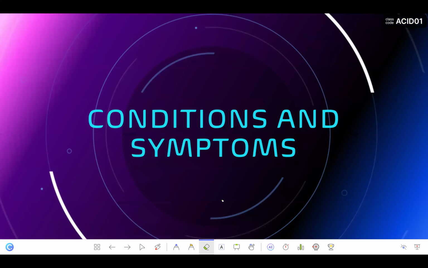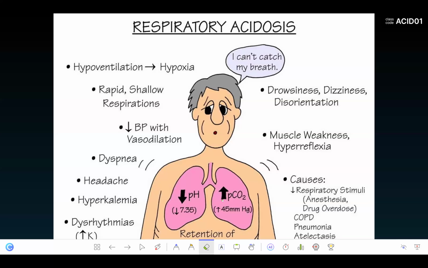Conditions and symptoms. Let's take a look at a couple of different symptoms that you need to be familiar with. The first one is respiratory acidosis. These patients are going to be hypoventilating, so they're not breathing enough. They'll have shallow respirations and hypoxia. In severe cases, they'll have low blood pressure with vasodilation, dyspnea, headache, hyperkalemia, and dysrhythmias are also associated.